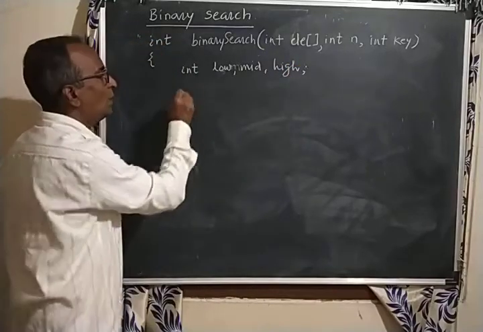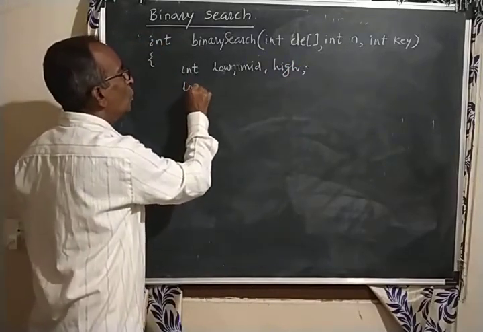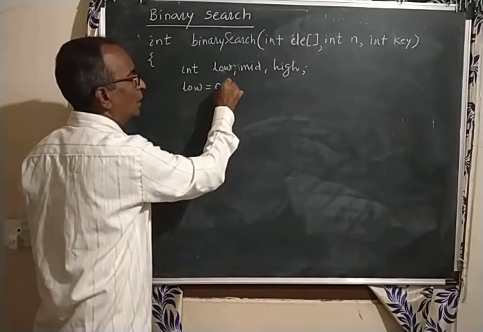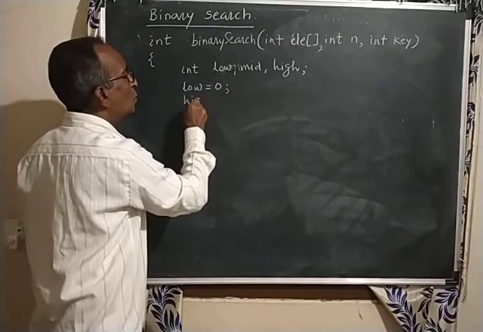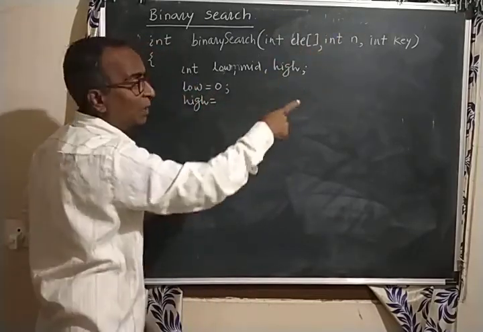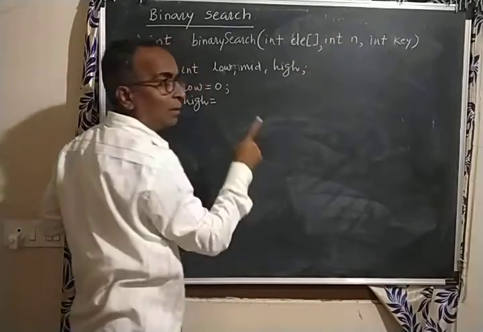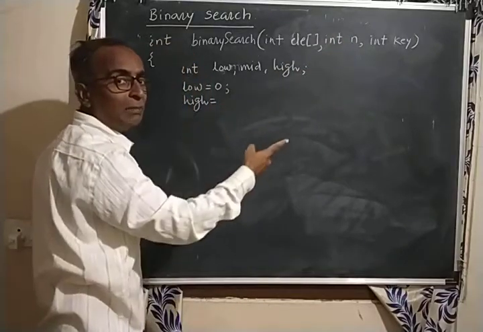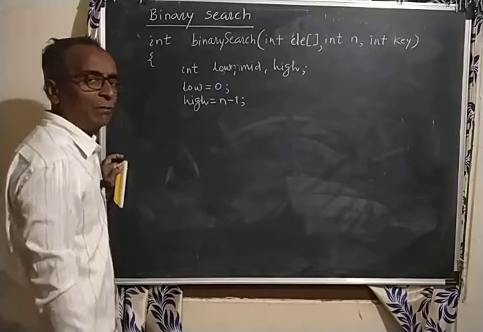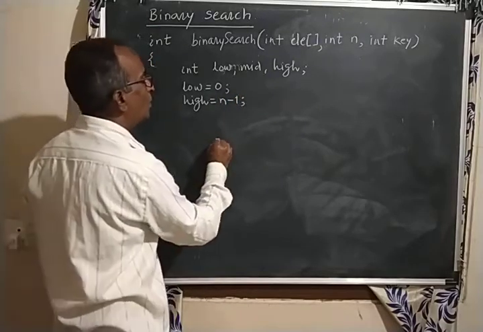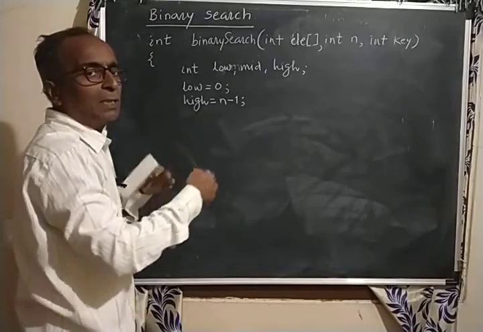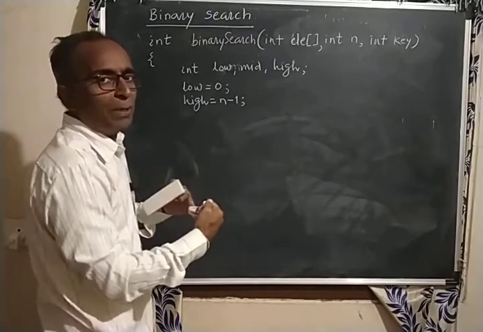Initially, what we have done always, low is initialized to 0, right? High is initialized to the n minus 1th element. N is the number of elements, so the last element's index will be n minus 1. This initialization we have done. Now mid is calculated. Now how many times is this mid calculated and then compared?